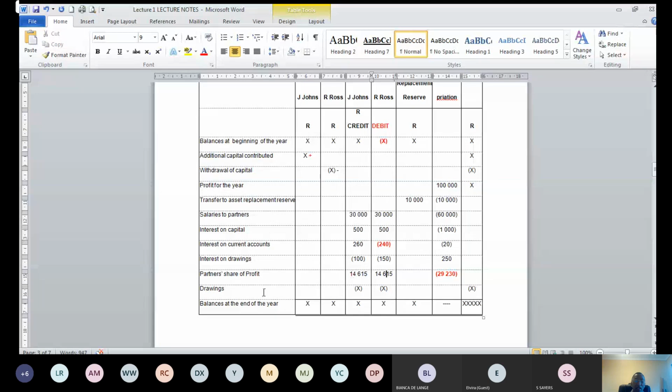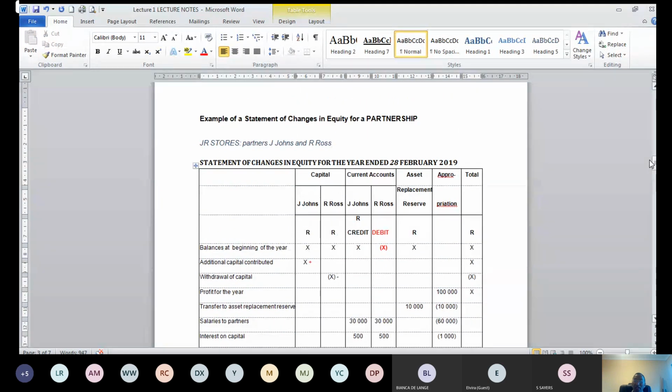Lastly, you bring into account the drawings for the year. Remember, the drawings is closed off to the current accounts and will decrease the current accounts. For your final answer, just add that all up in the columns, and that will give you the balances at the end of the year, all contained in your statement of changes in equity.